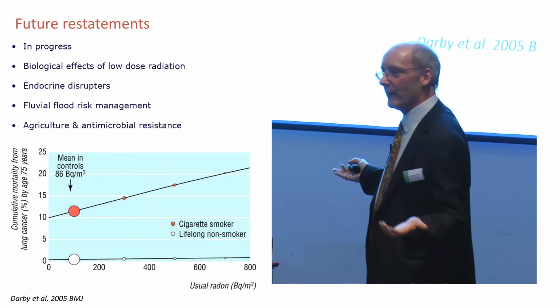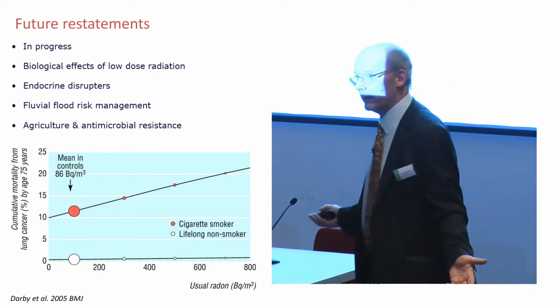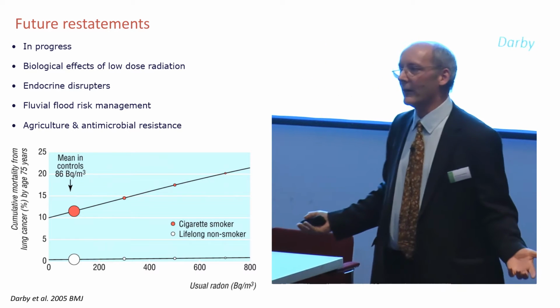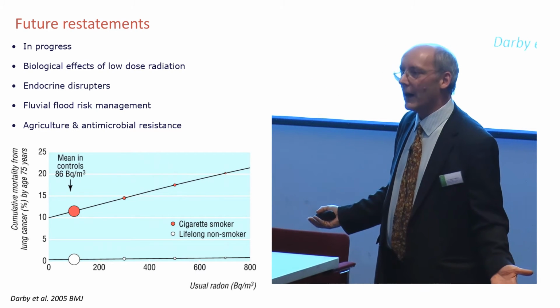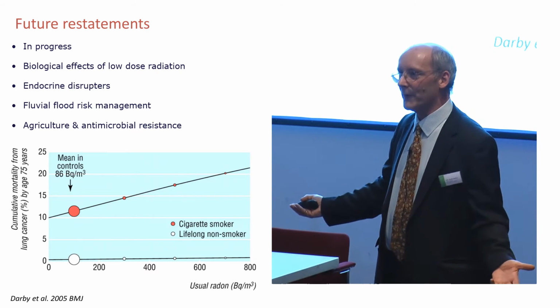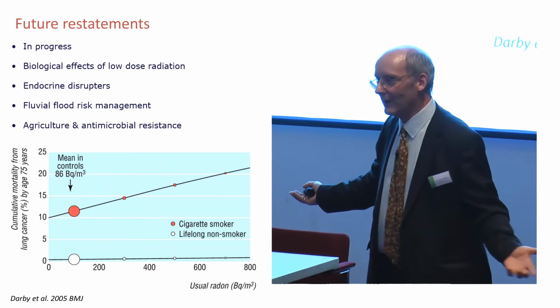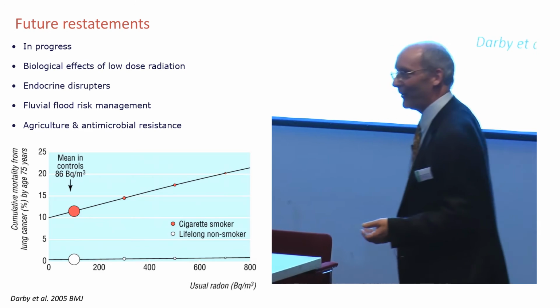If you were a sort of Bentham utilitarian, you would then go into each house and say, do you smoke? Yes, you do. Right, I'll radon-proof your house. Do you not smoke? Then I won't. Now imagine trying to get that over as a policy.